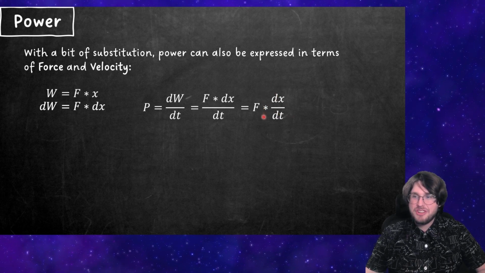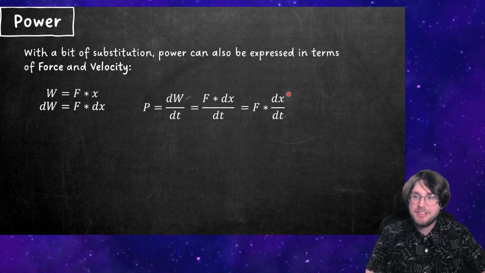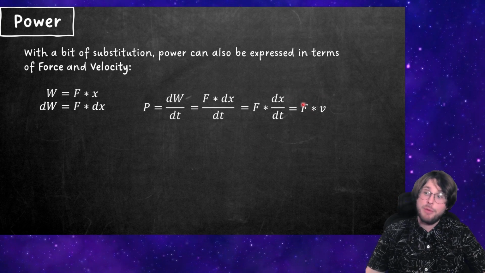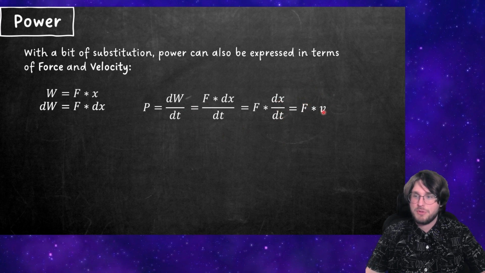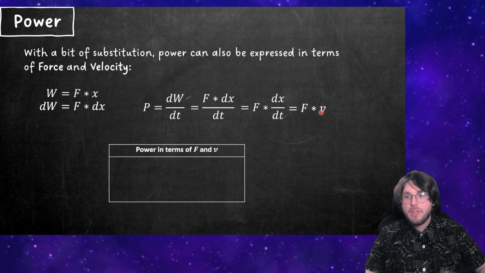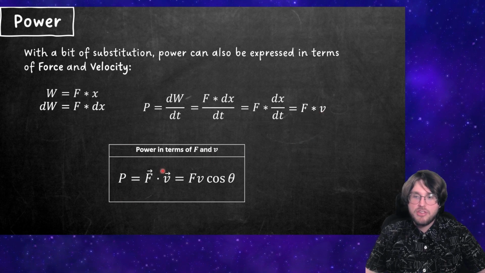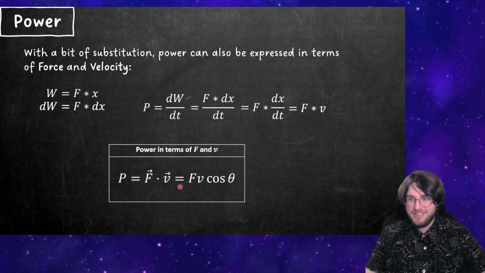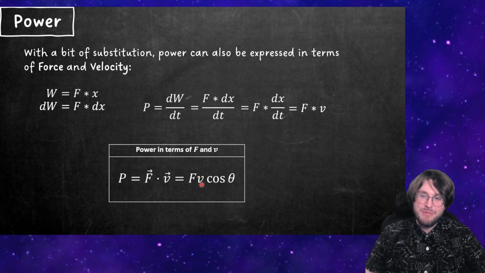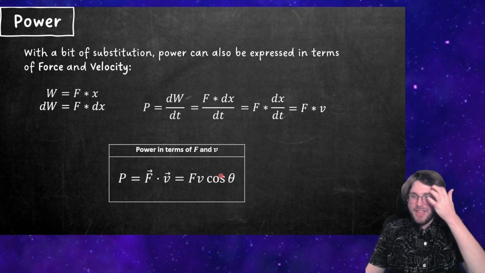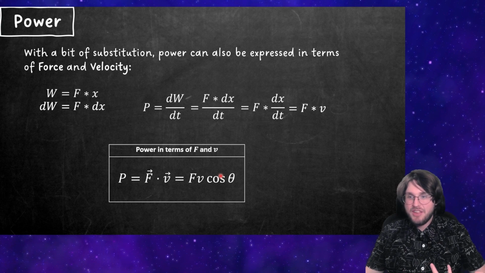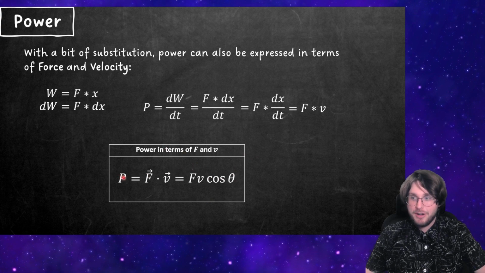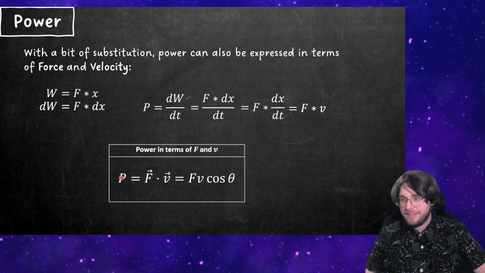If you pay special attention to this little guy right here, you might notice that it can be condensed down into a single variable, where we can express power in terms of force times velocity, or the rate of change of position with respect to time. So officially, power in terms of force and velocity is force dot velocity, which equals F times V times cosine of theta. You take the force, multiply it by the velocity and the cosine of the angle between those two things, and you will get the power exerted by the thing applying that force.